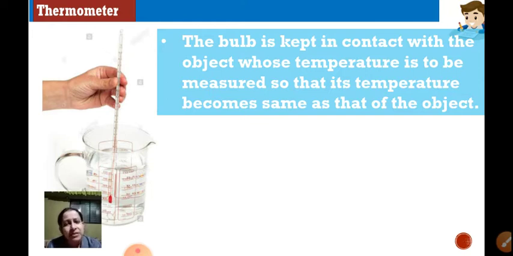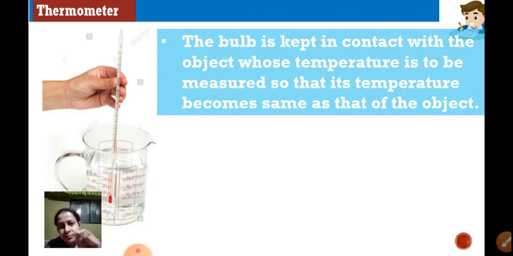Now how is the thermometer working? It is working on expansion of substances. You have learned that when any object is heated, it expands. Correct? When any object is heated, it expands, whereas when its temperature becomes lesser and lesser, it goes on contracting. So it is based on the same principle here.